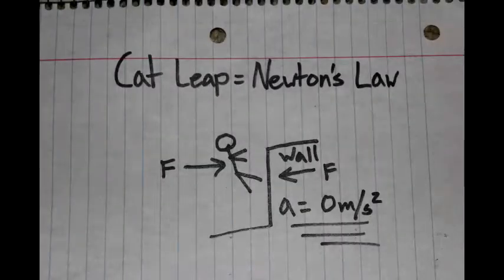For every action, there is an equal and opposite reaction. So when Chase hit the wall with a certain amount of force, the wall pushed back with the exact same amount of force, resulting in an acceleration of 0.